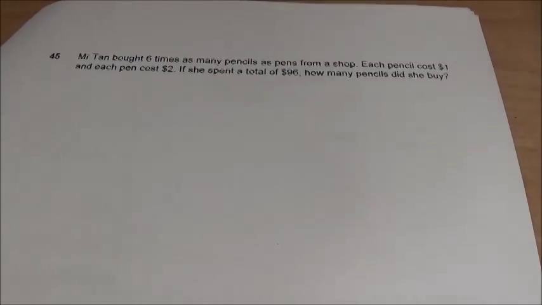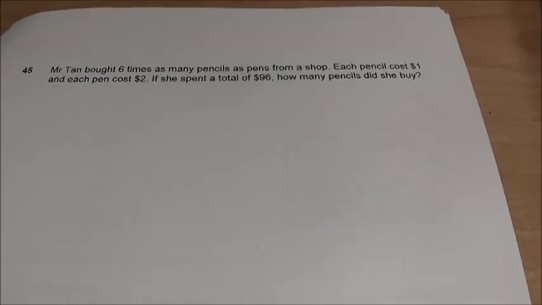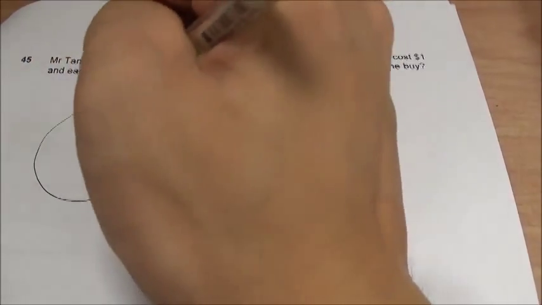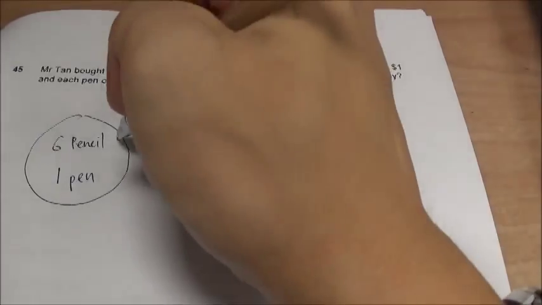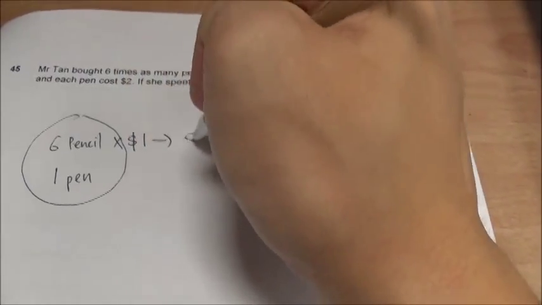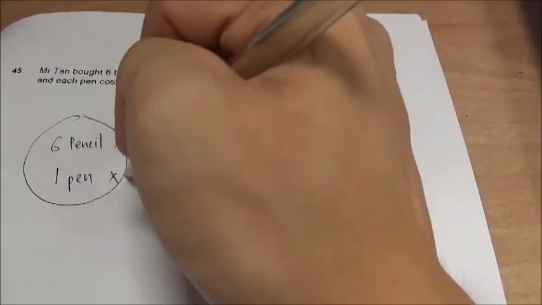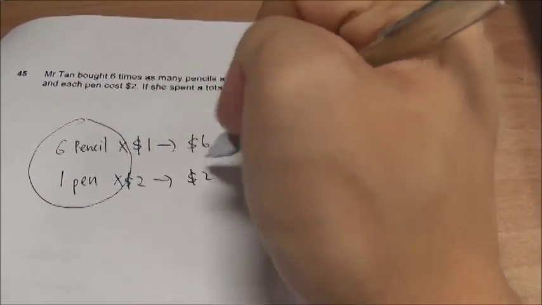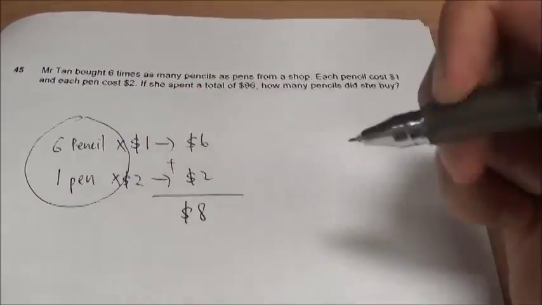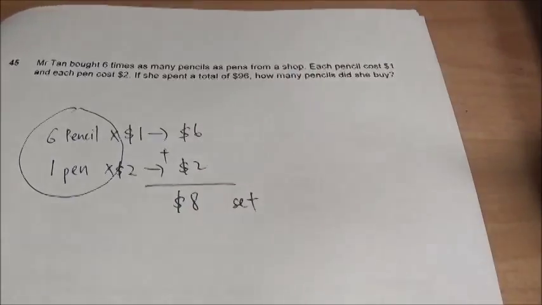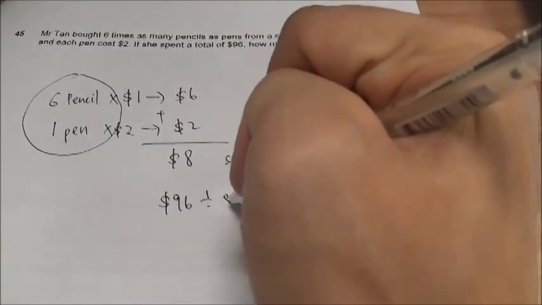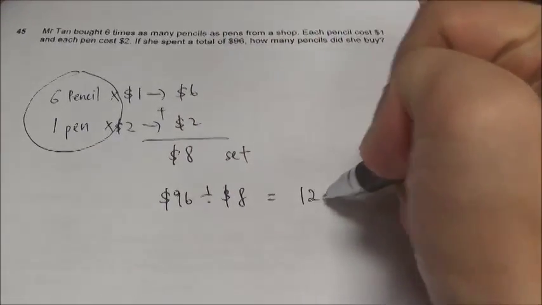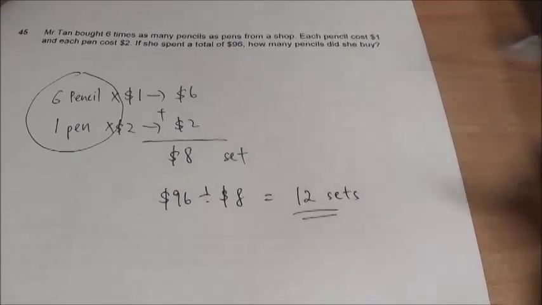Question 45. Mr. Tan bought 6 times as many pencils as pens from a shop. Okay, so in a group, there's 6 pencils and 1 pen. Each pencil costs $1. So this is $1. I will get $6. Each pen costs $2. I'll have $2. So each set will cost me $8, okay, per set. If I spend a total of 96, so I'll take 96 divided by $8, it'll be 1, 2. I will buy a total of 12 sets.